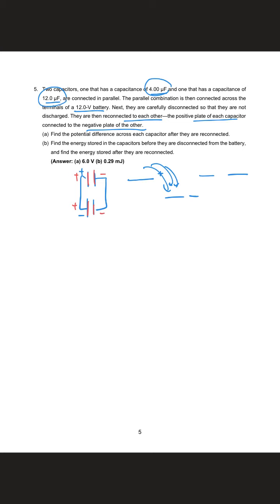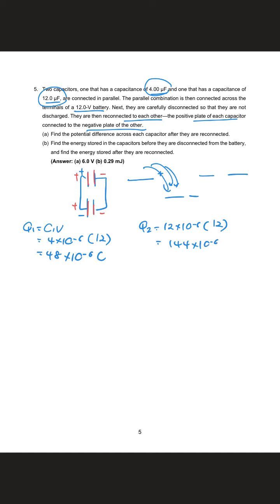Okay, so first things first, we need to find the charge at 4 microfarad and 12 microfarad. Because they are connected in parallel, the charges for the 4 and the 12 are going to be different. So I'm going to use Q1 equals C1 V, which is 4 × 10^-6 multiplied by the battery voltage. You are going to get 48 × 10^-6 coulomb. And you do the same thing for the 12 microfarad: 12 × 10^-6 multiplied by the battery voltage. Here you are going to get 144 × 10^-6 coulomb.